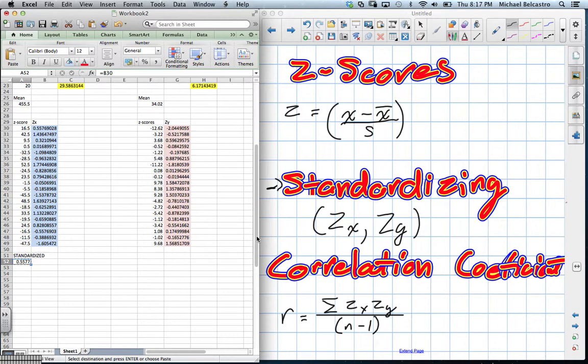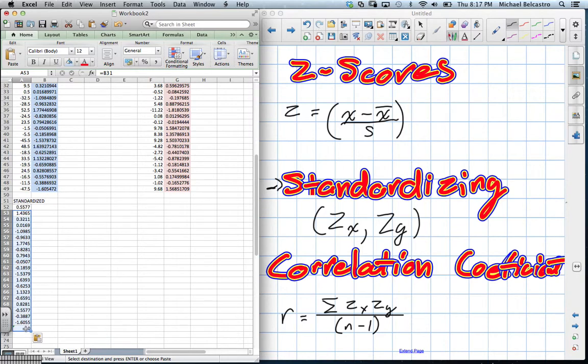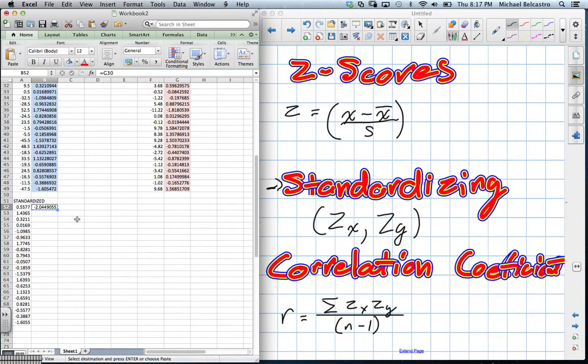Control C. So that 0 told me I went too far. Okay. So that's our standardized Z blue one. And this guy here is equal to, and the reason I'm doing it just for organization's sake, okay? You don't have to do it this way. Control C. Okay.